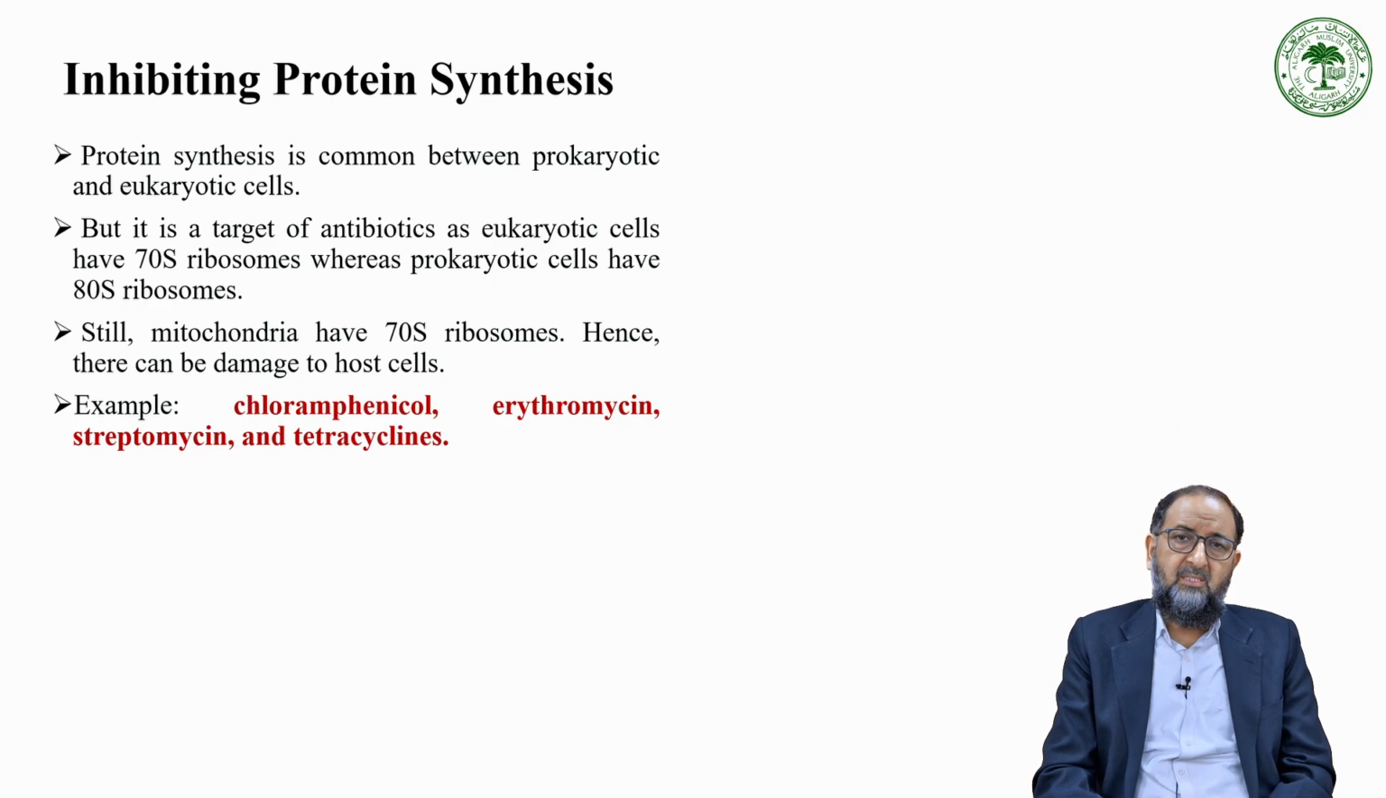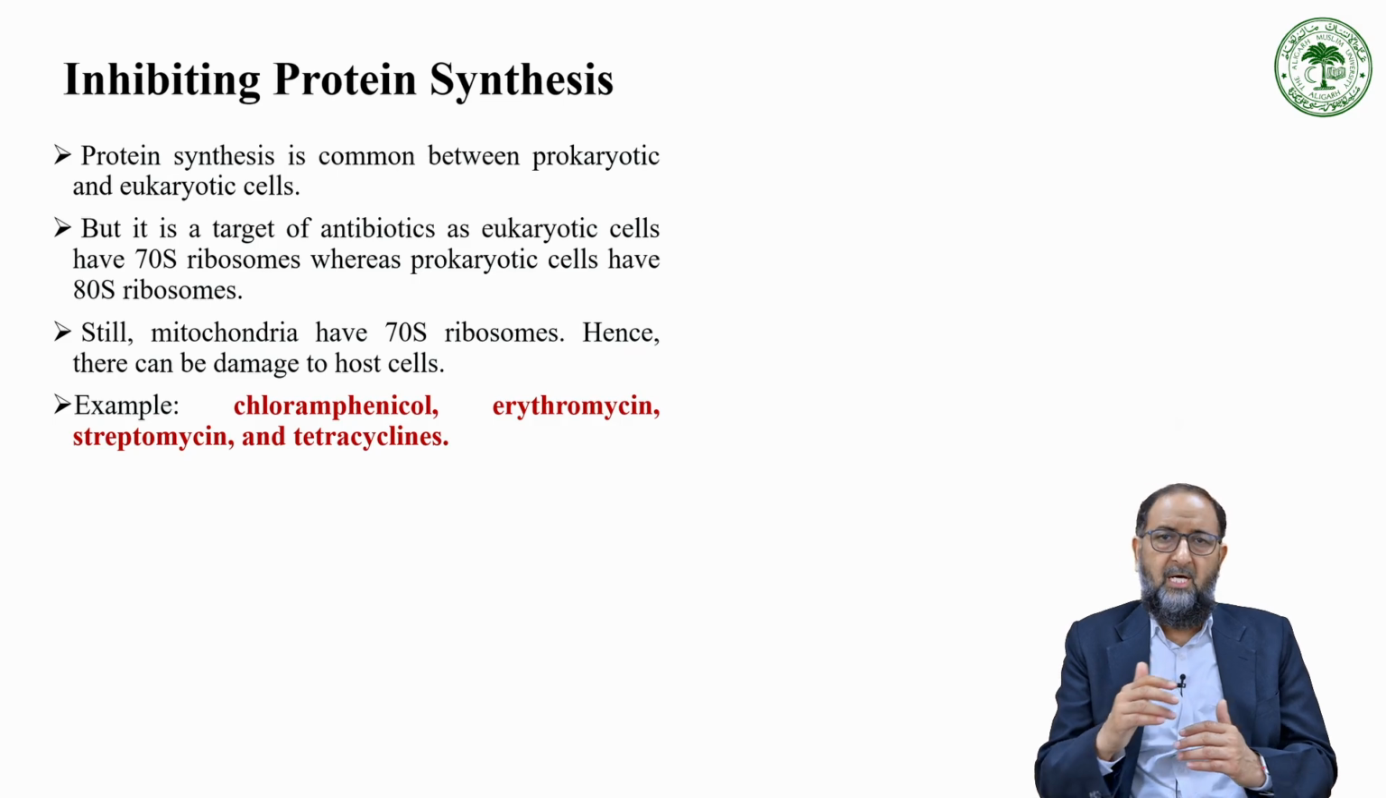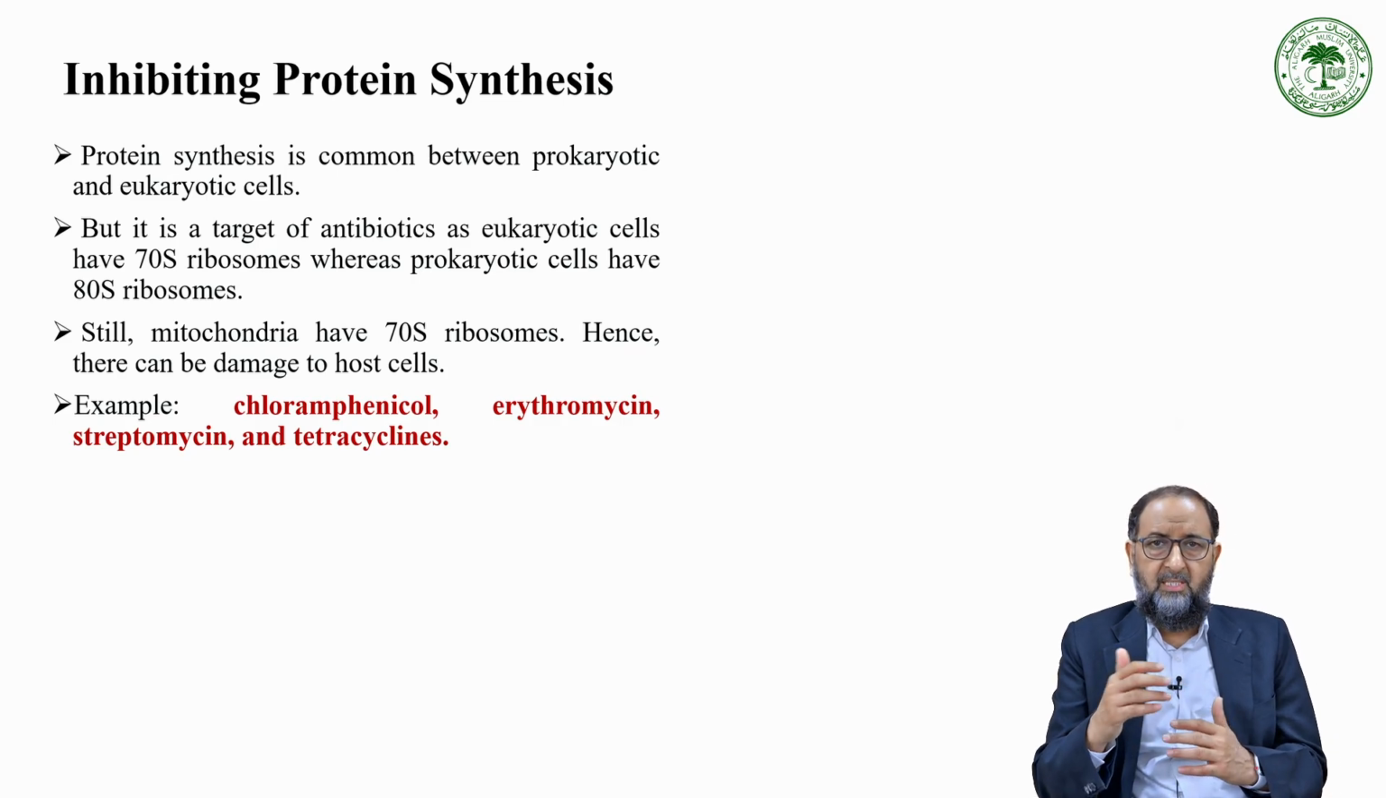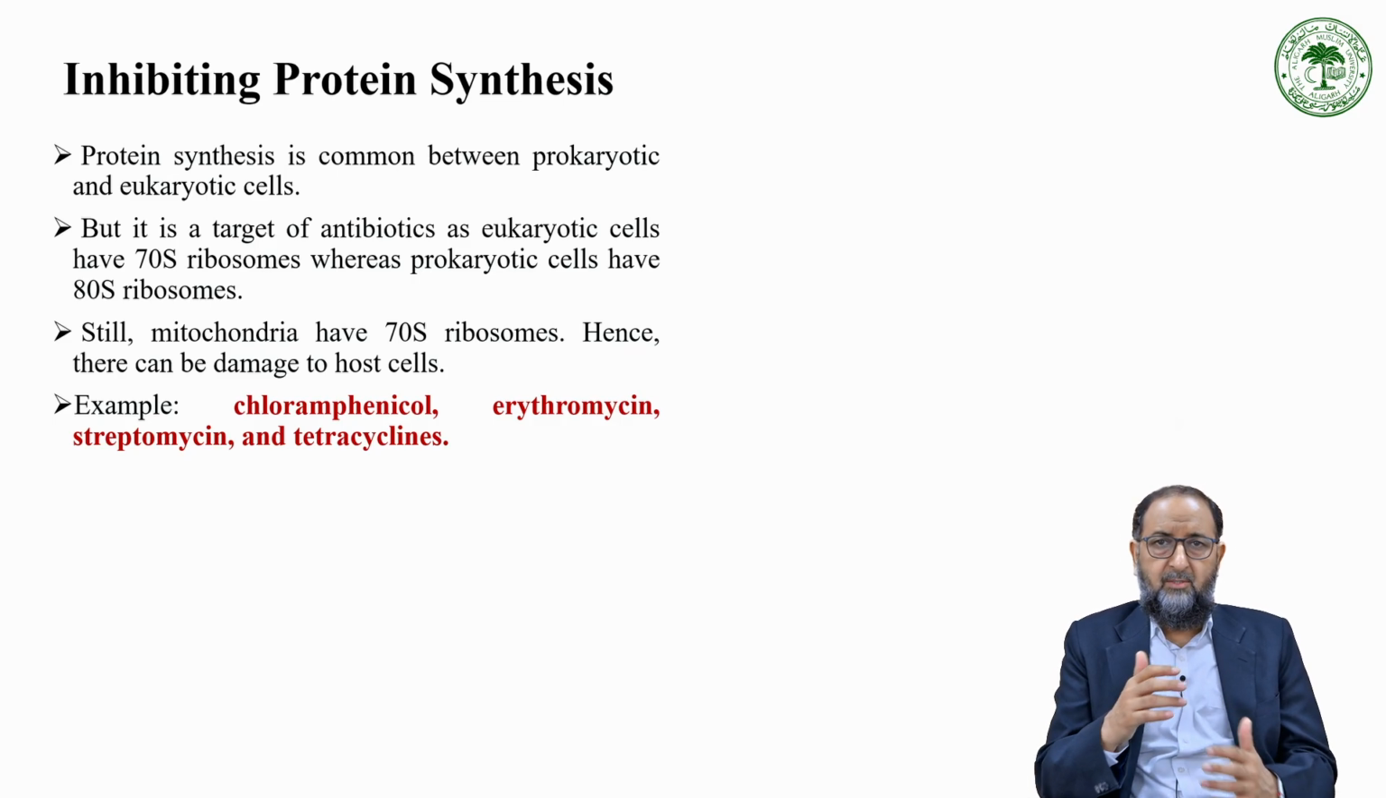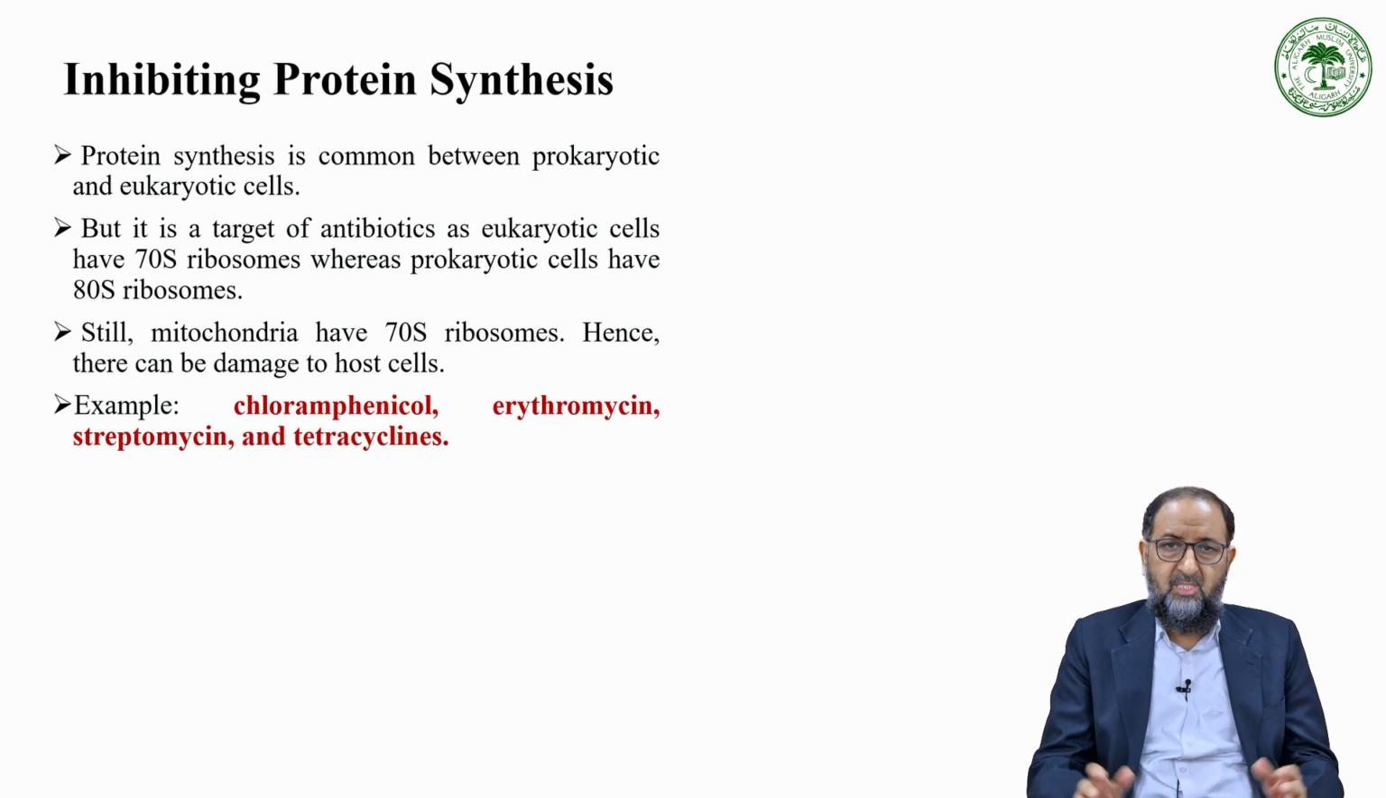Therefore, since the binding capacity is specific only to the 70S ribosome, that is either the 30S or 50S, some antibiotics act on the 30S ribosome, some act on the 50S ribosome. So human cells are free, I mean, they may not be attacked or targeted by such antibiotics. Still, mitochondria have 70S ribosomes, like in eukaryotes. Hence, there can be damage to the host cells.